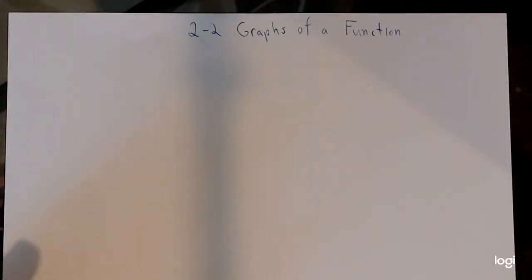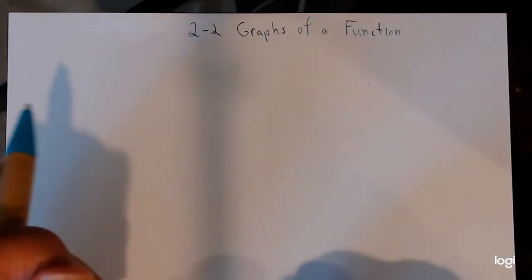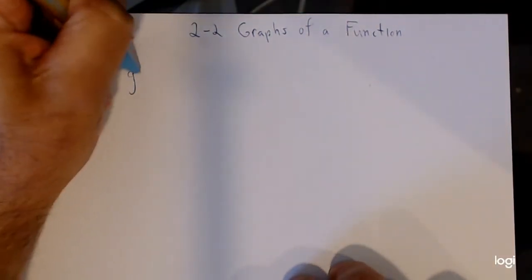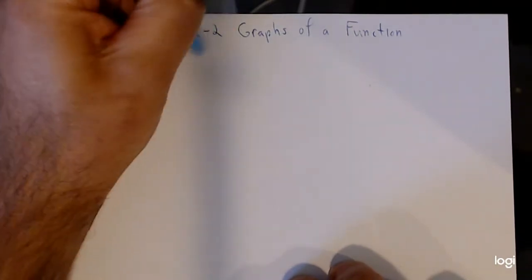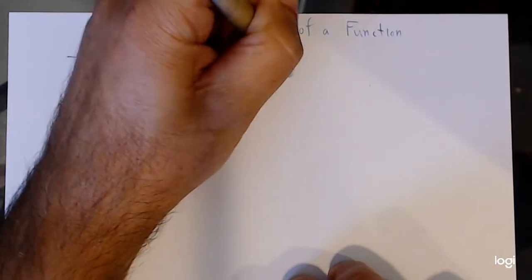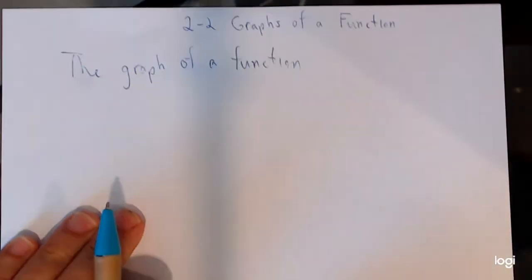Okay, so what we're going to talk about now is we're going to take a graphical approach to the last section where we talked about functions, and then we're going to basically get into how we would define them graphically. So let's start off with talking about the graph of a function. So how do we describe this?